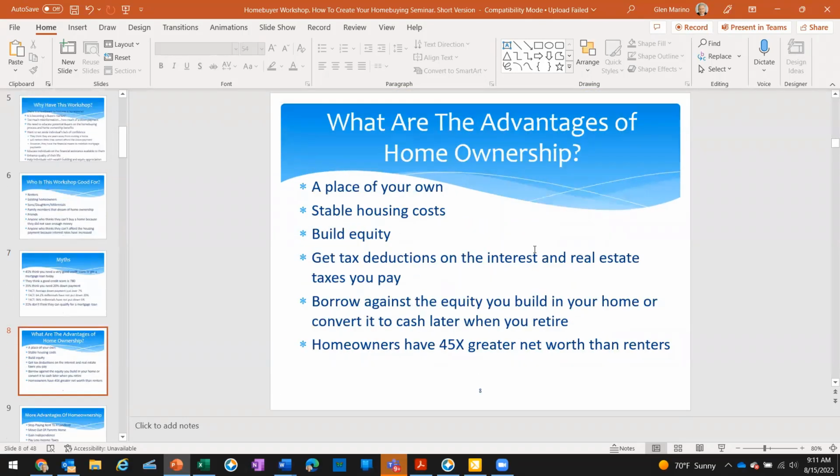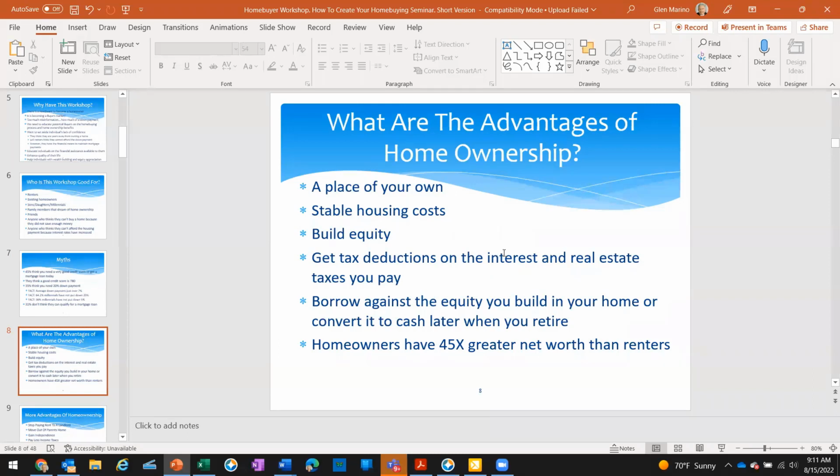So what are the advantages of home ownership? It's a place of your own. It's a stable housing cost. I don't know about you, but I've seen rents continuously increase and increase and increase. It's becoming quite scary in America as to whether or not even renters can afford the places to rent. If you own a home, you're going to build equity. It's an appreciating asset. You get tax deductions on interest and real estate taxes you pay.